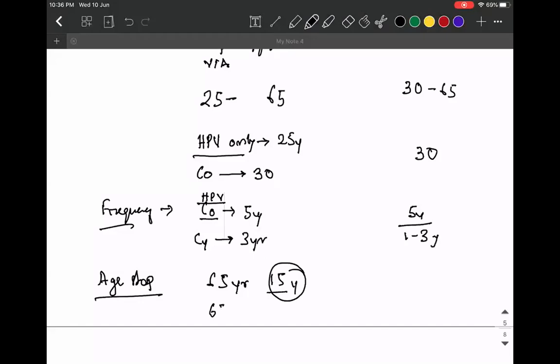So if a woman has come to you who has never done screening and she's about the age of 65, you can do just one, and if it's negative, she can exit screening. She doesn't need any screening at all after that.